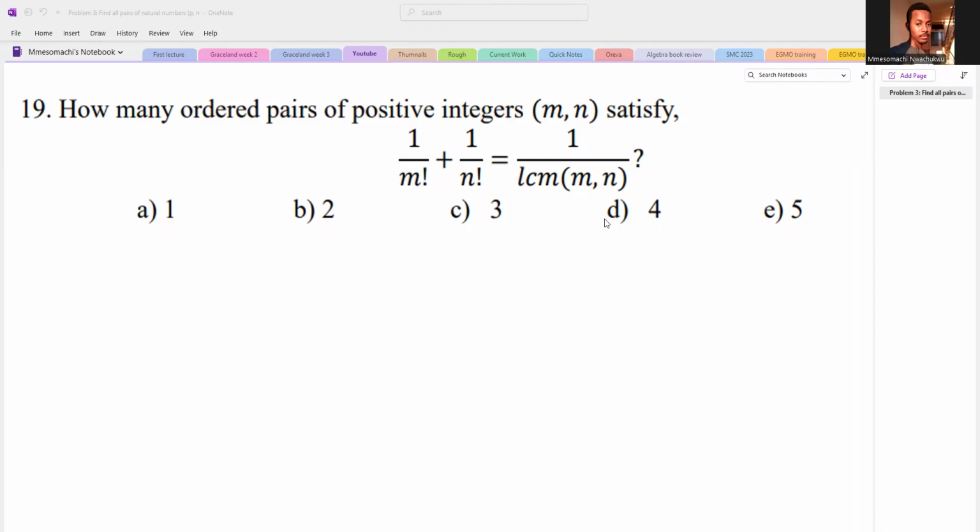In this video, we'll be looking at the 19th problem from the Special Maths contest, the first round. And it says, find how many pairs of positive integers m and n satisfy this beautiful looking equation here. 1 over m factorial plus 1 over n factorial equals 1 over the LCM of m and n.